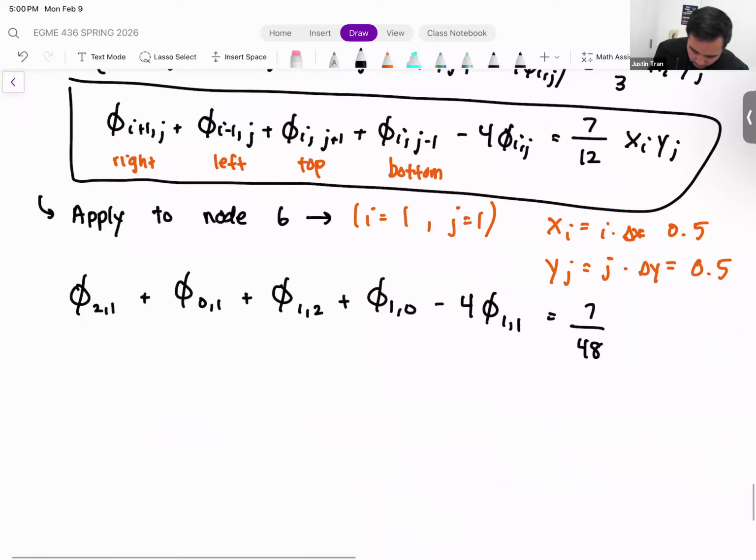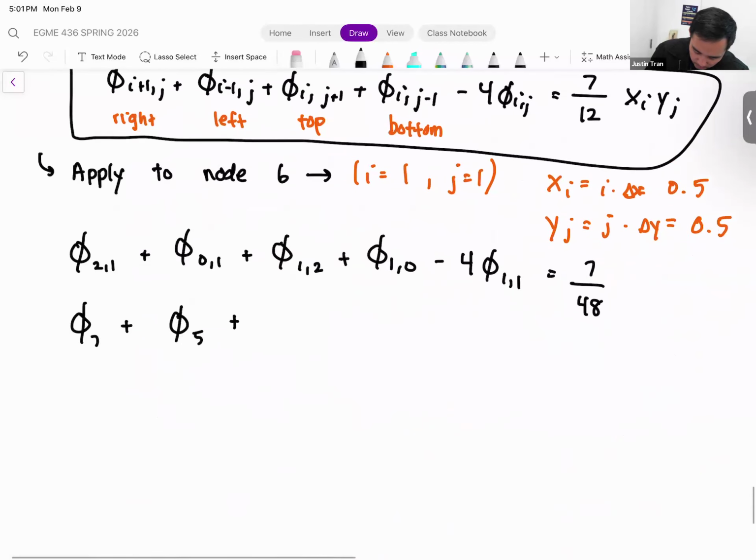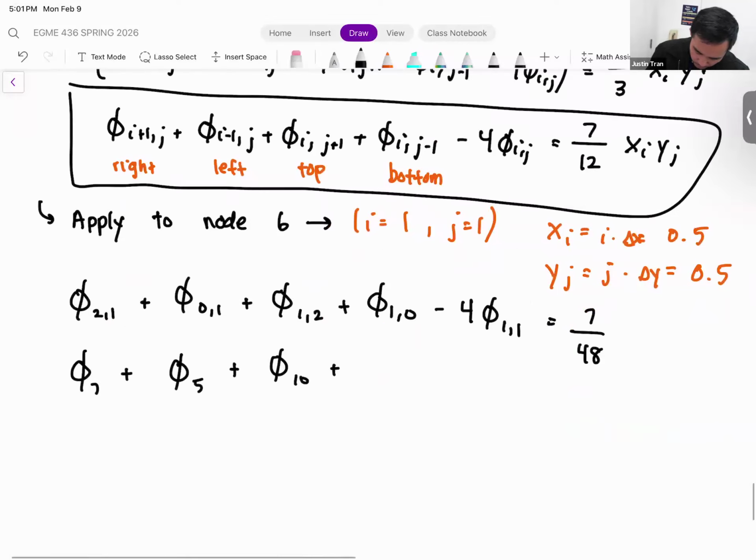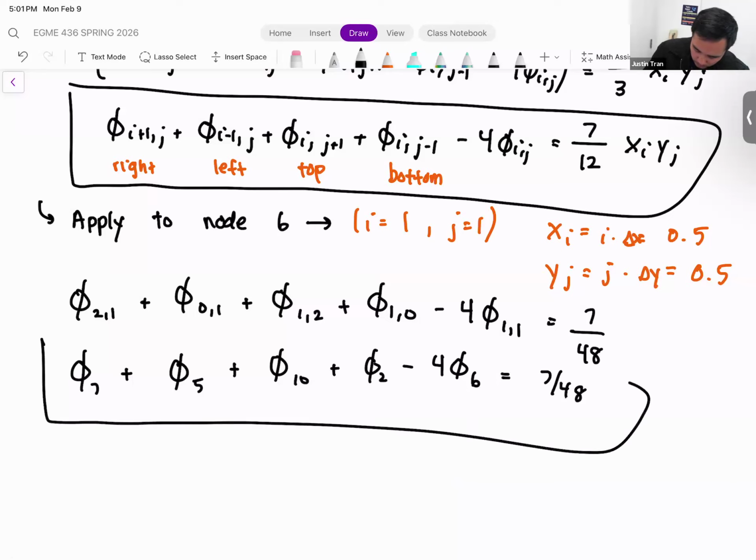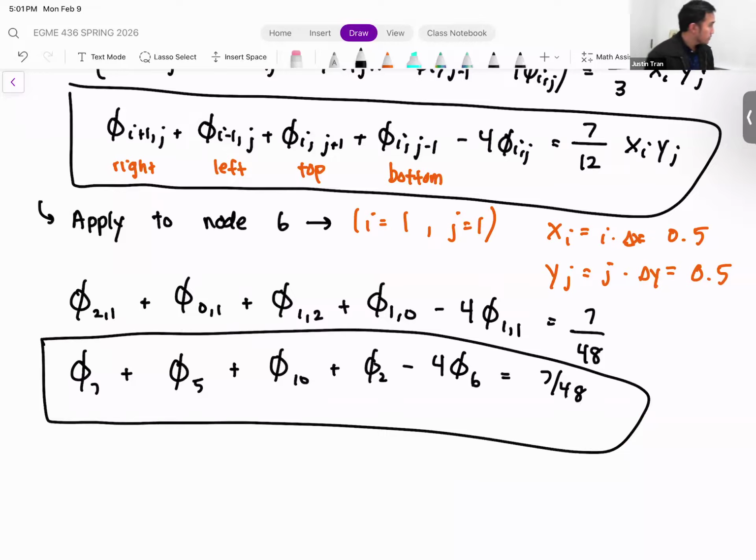Okay, so let's put that in. For phi 6, the right neighbor is 7, so that's going to be phi 7 plus phi 5, that's the left neighbor. Top neighbor was, what did we say? It was 10, yeah, top neighbor was 10. Bottom neighbor is node 2. So that's phi 2 minus 4 phi 6 is equal to 7 over 48. And so that is the finite difference equation for node 6.